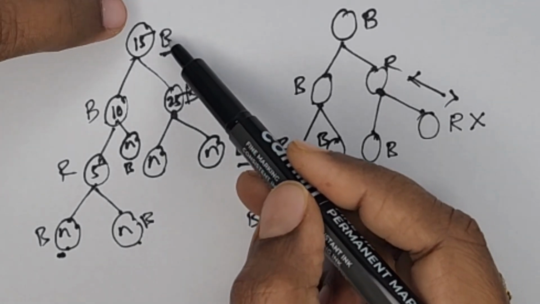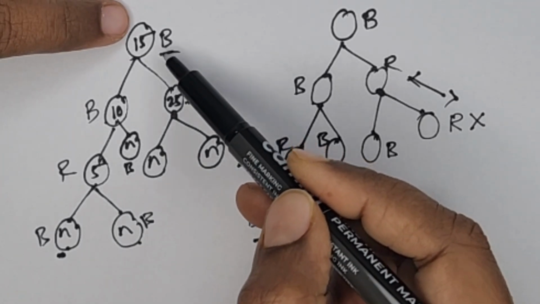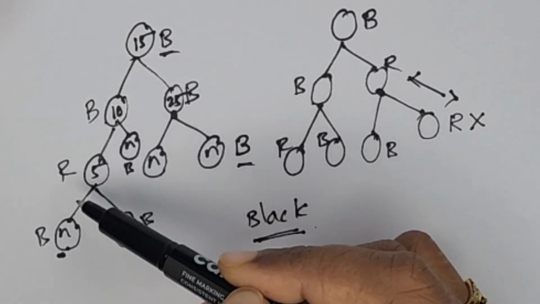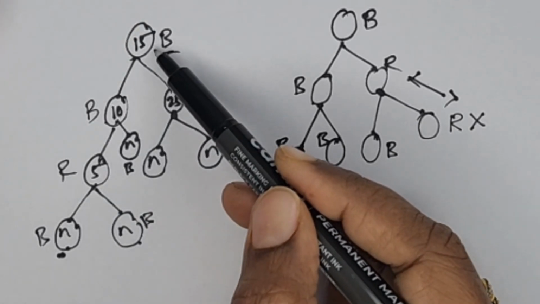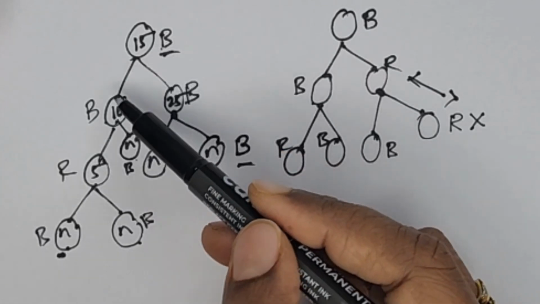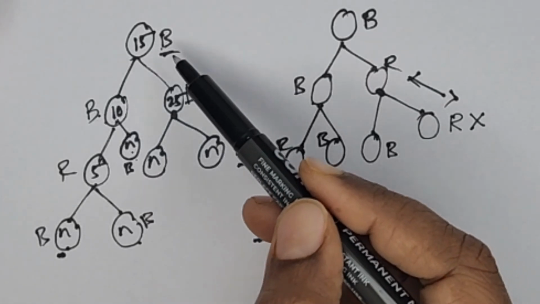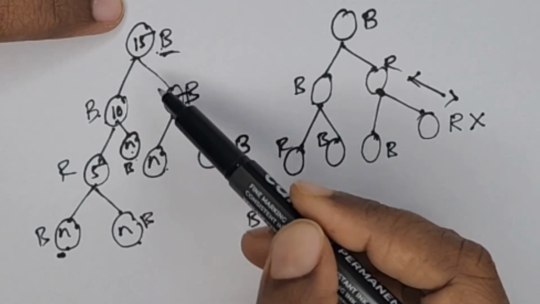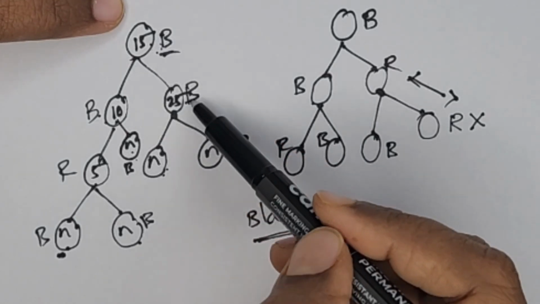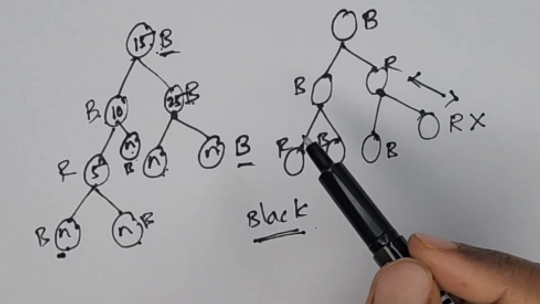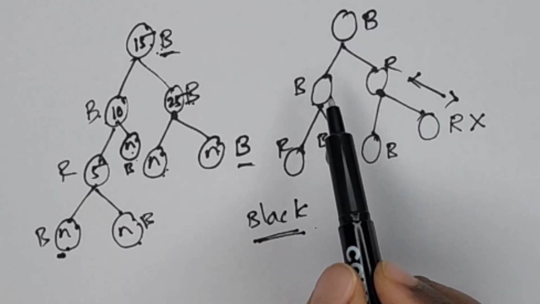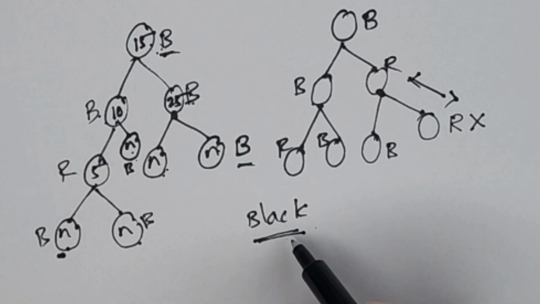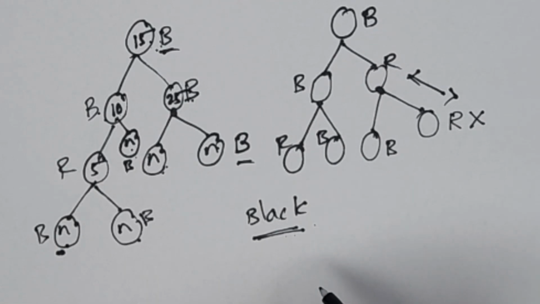We'll take one more example. If we traverse from 15 to this nil node, the number of blacks are 1, 2 and 3. If we traverse from this to this nil node, 1, 2 and 3. If we traverse from this root node to nil node, the number of blacks are 3. So every path from node to any of its descendant nil node, the number of blacks should be same.